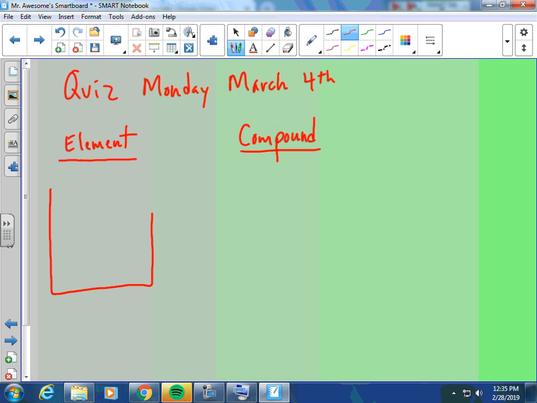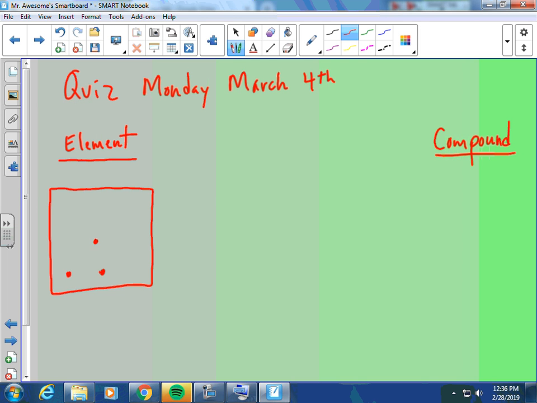So on the worksheet, we had examples of elements like R, or we had T, or we had SQ2. Those are some examples from your worksheet. And really what it means is with an element, all of the particles are going to be exactly the same. All the atoms are going to be exactly the same. So a couple different options I could do on that. Maybe I just make some red dots. That's pretty easy.